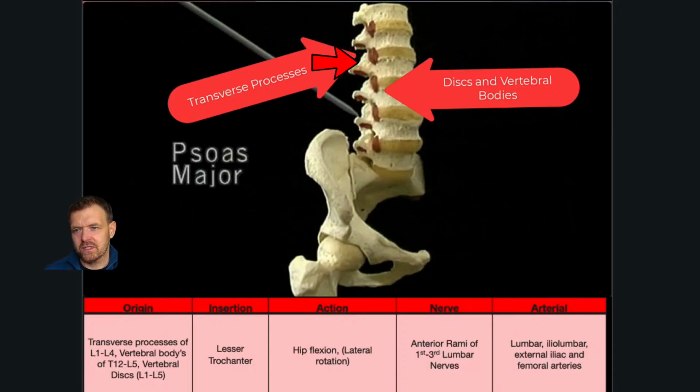So it attaches onto the transverse processes and the discs and vertebral bodies. And again, this is one of those muscles that is really blamed for lower back pain. And again, it's just too simplistic to say, oh yeah, psoas is the reason why you've got a bad back because of an anterior tilt. It's just a nonsensical argument.